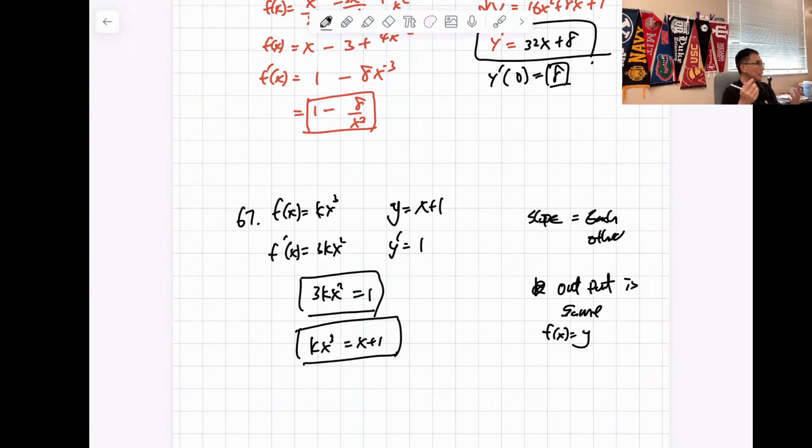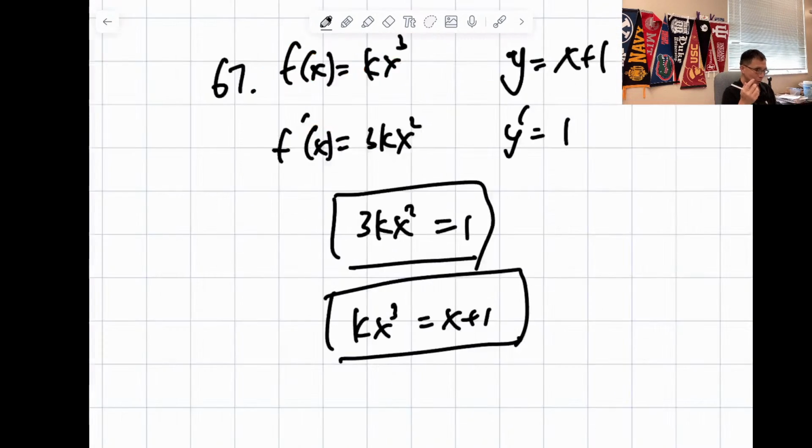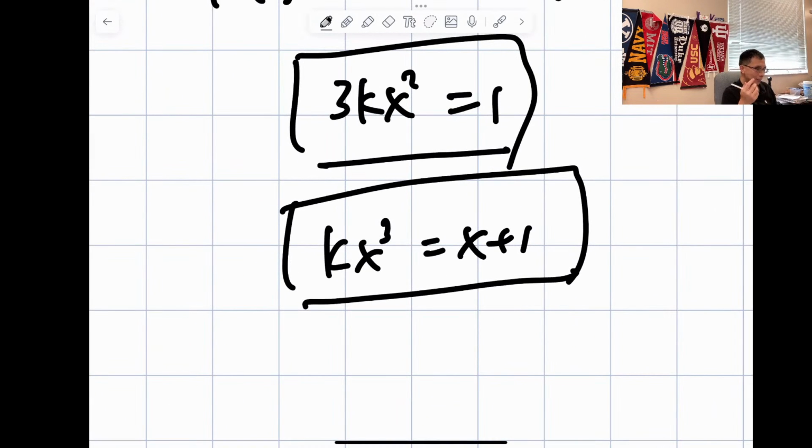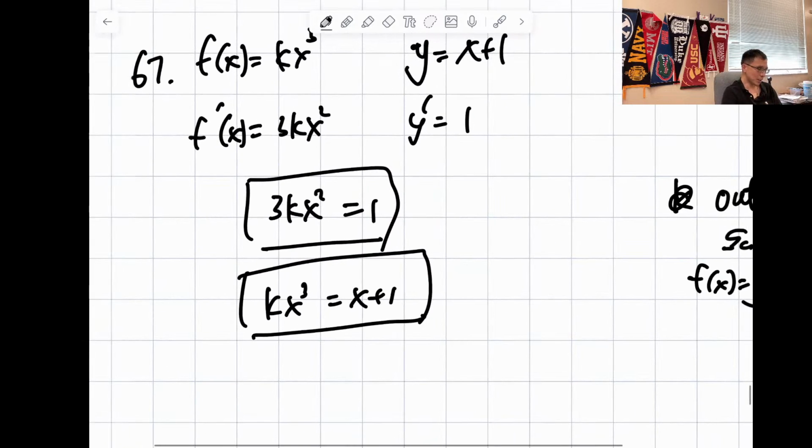The way to think about it is this. I have 3kx squared equals 1, kx cubed equals x plus 1. You cannot do a system of equations with elimination in this case. 90% of the questions in the world you can do with elimination. People always thought the 10% are the easiest ones. Actually, the 10% are the harder ones of systems of equations. The 10% of systems of equations should be done by substitution because they are harder. In this case, substitution is very, very important.